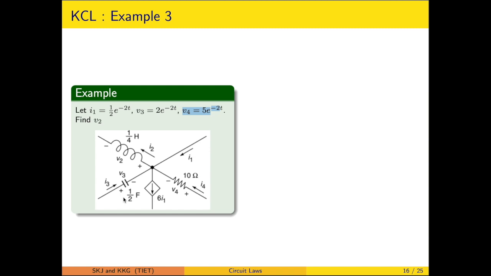This is a capacitor I3, so the voltage is known, and for the known voltage you can calculate the current in the capacitor, that is equal to C dV by dt. So I3 will be known, and having known I1, I4, this dependent source current and I3, you can calculate the I2, which is the current in the inductor. And when we have to find the voltage across the inductor, L di by dt has to be used, and you can easily calculate the voltage.